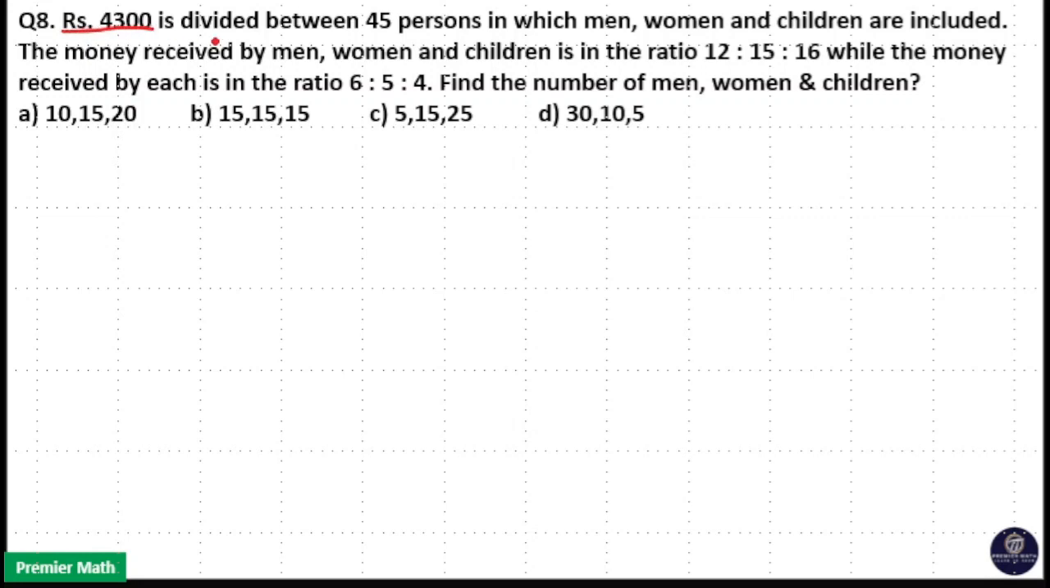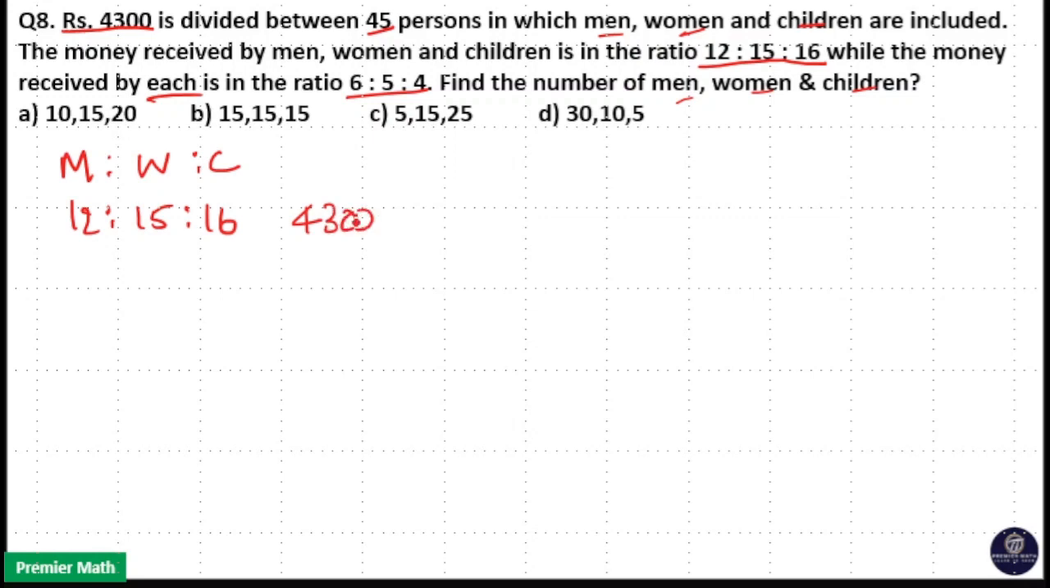Rupees 4,300 is divided between 45 persons in which men, women and children are included. The money received by men, women and children is in the ratio 12:15:16, while the money received by each is in the ratio 6:5:4. Find the number of men, women and children. So we have money received by men, women and children in the ratio 12:15:16. We have total money 4,300 here.